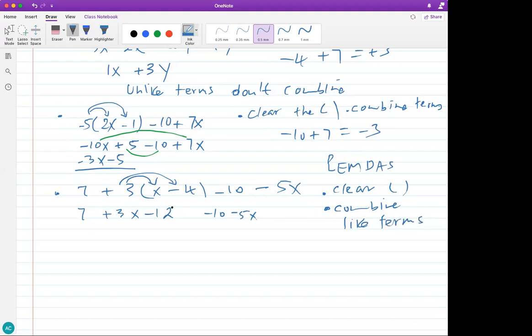All right, so what are we combining here? Look at this one. We can combine it with this. All right, what is 7 take away 12? 7 minus 12. You will also combine 3x with negative 5x.